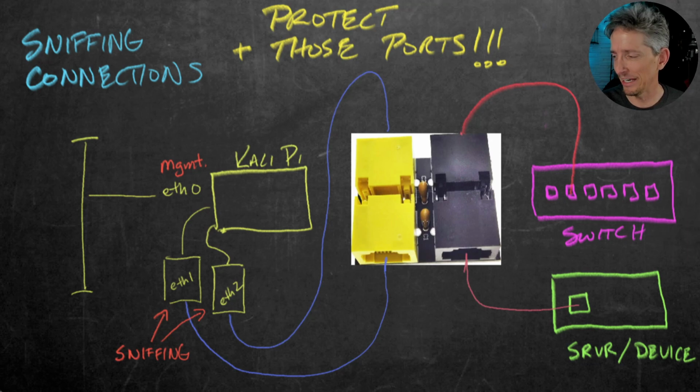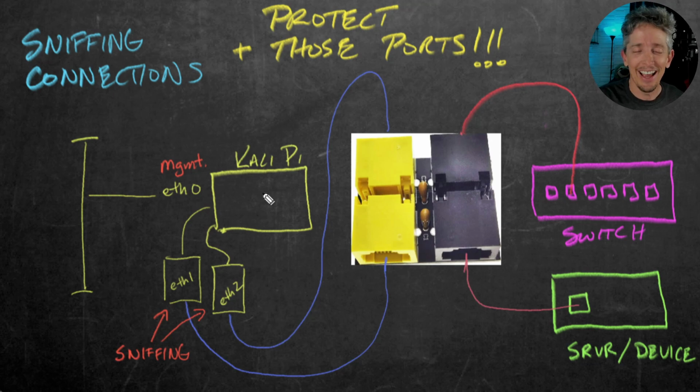All right, speaking of getting it out of the way, here's my topology that I use when I'm doing sniffing. And let me walk you through this. So I've got the Kali Linux box right here. And this could be a Kali Linux laptop, or in my case, it's a Raspberry Pi running Kali Linux.